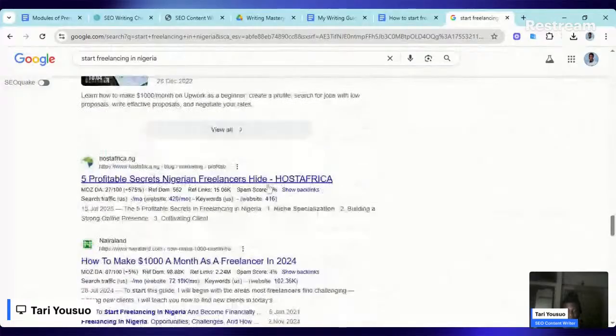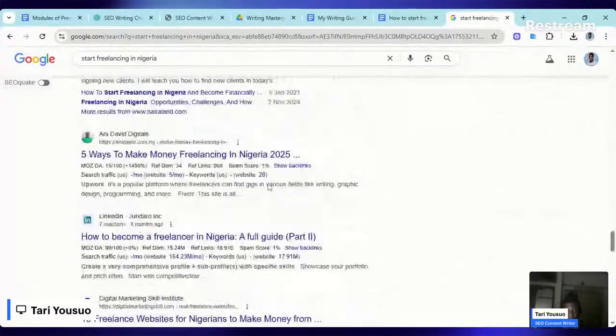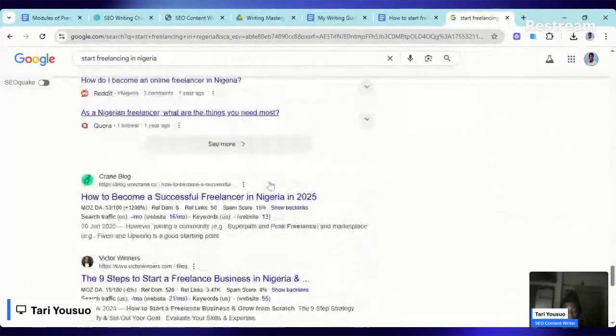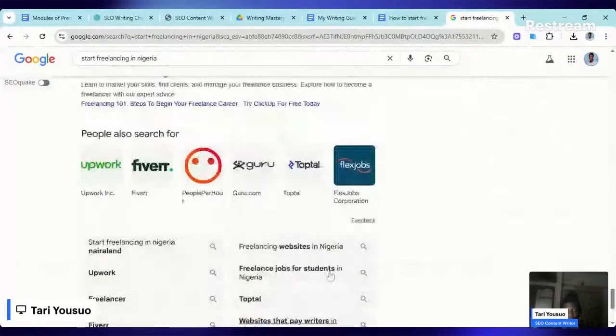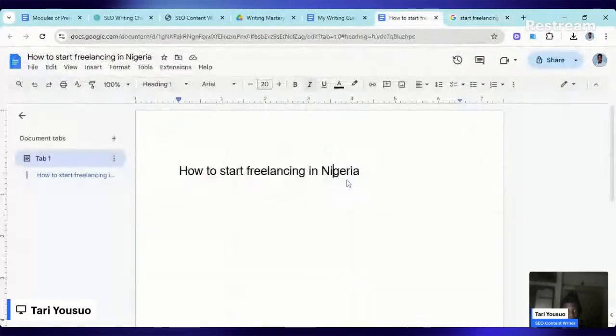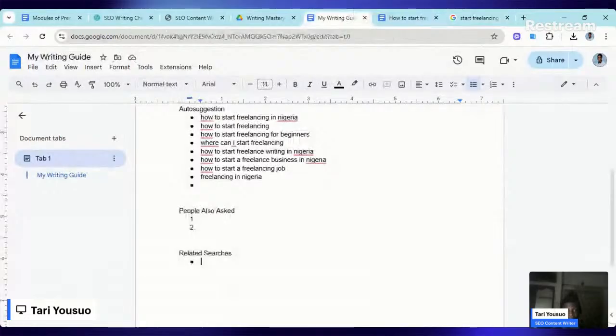Okay, so I'll work with what I have. People also search for, related searches, and paste here.